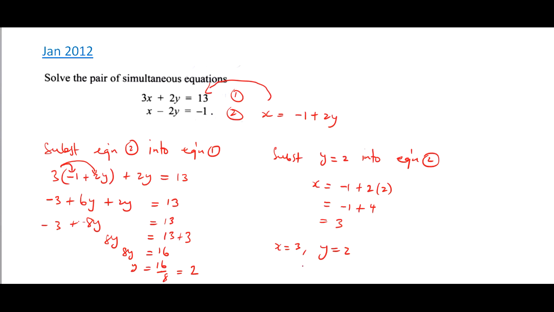Right, and like I said, you can plug the values back into your equation and see if you get that. So if we take 3 and 2 and we plug it into the first equation, it'll be 3 by 3, which is 9, plus 2 by 2, which is 4. 9 and 4 is 13, so therefore it satisfies the first equation. If you plug it into the second one, we get 3 minus 2 multiplied by 2, which is 4. So 3 minus 4 is minus 1. Right, so therefore our solution is correct.